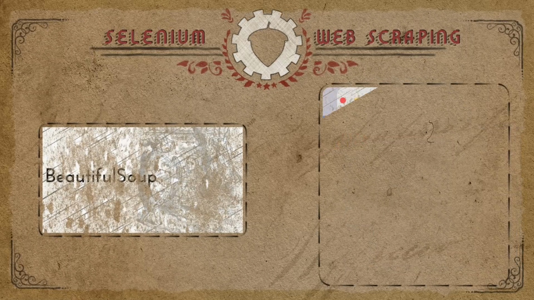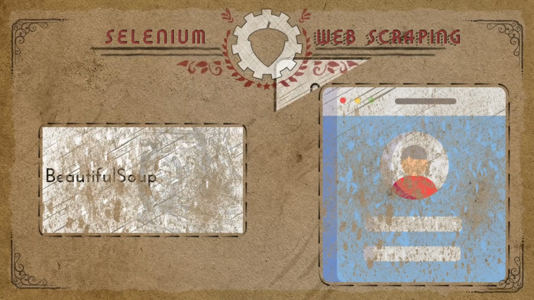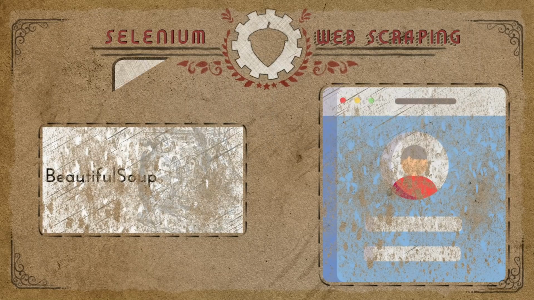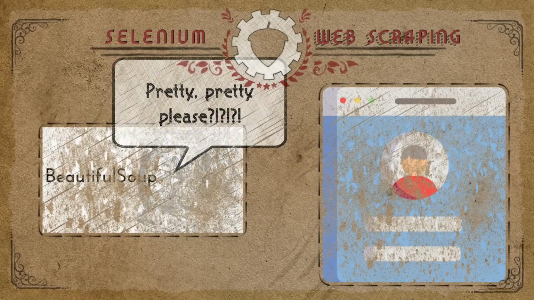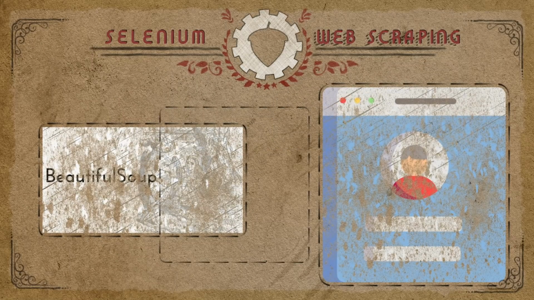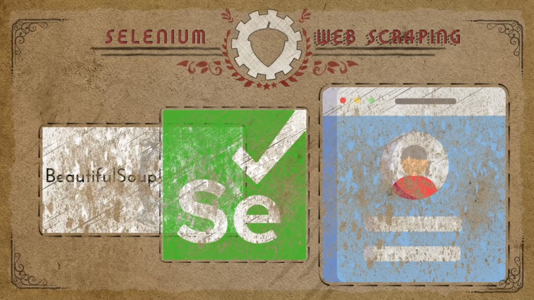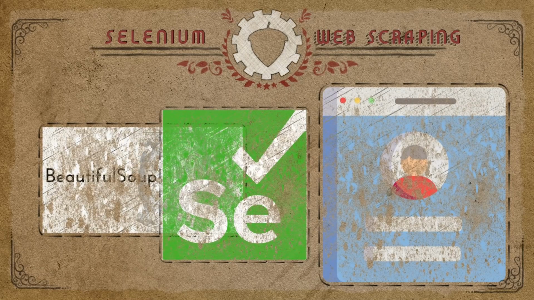The problem is that Beautiful Soup doesn't really interact with web pages. So if you need data that's behind a login or on multiple pages, it loses its usefulness real quick. In those cases, what we need is something that can type words into fields and click on buttons or links all throughout the code. Oh, hi Selenium.